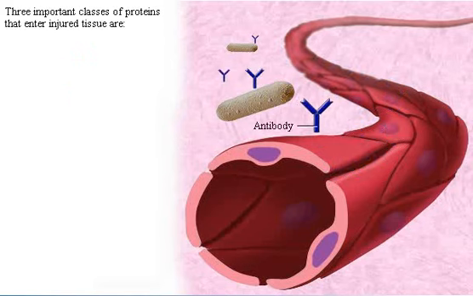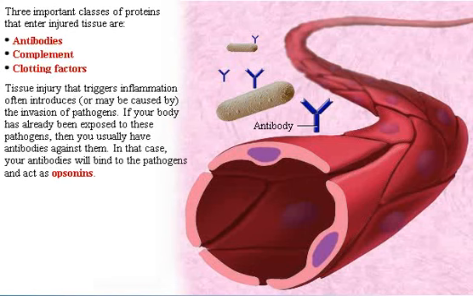Three important classes of proteins that enter injured tissue are antibodies, complement, and clotting factors. Tissue injury that triggers inflammation often introduces, and in some cases is caused by, the invasion of pathogens. If your body has already been exposed to these pathogens, then you usually have antibodies against them. In that case, your antibodies will bind to the pathogens and act as opsonins. Click an antibody to opsonize a bacterium.